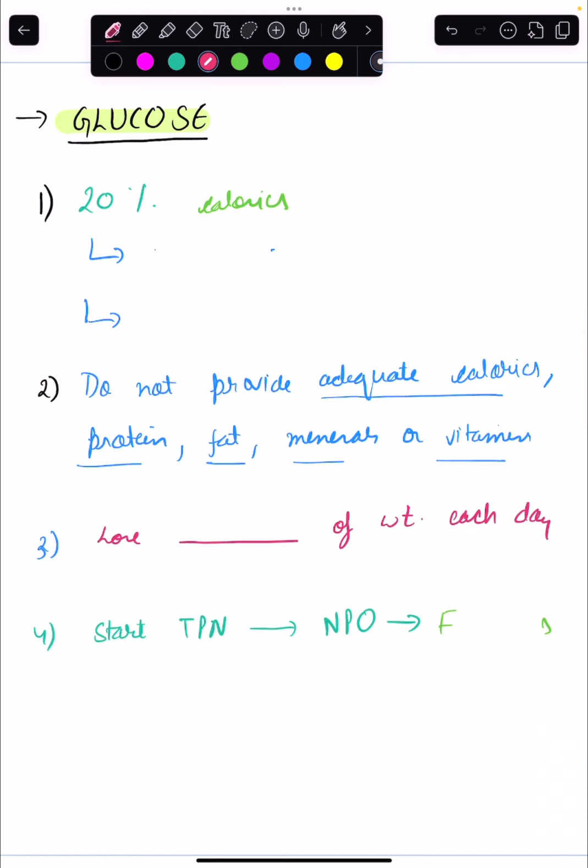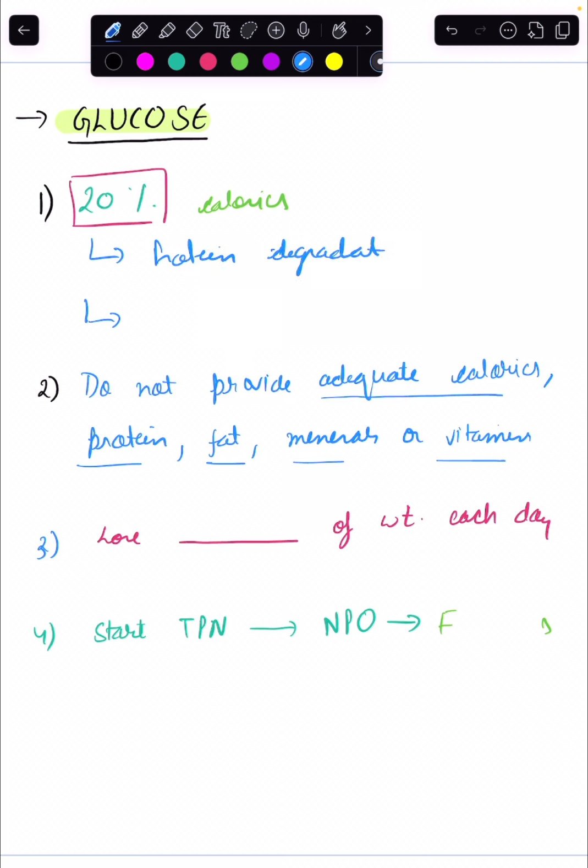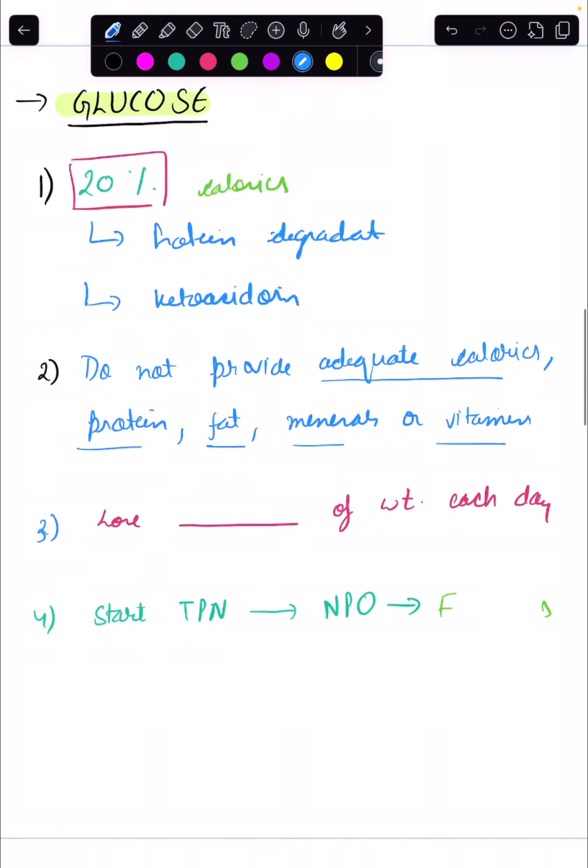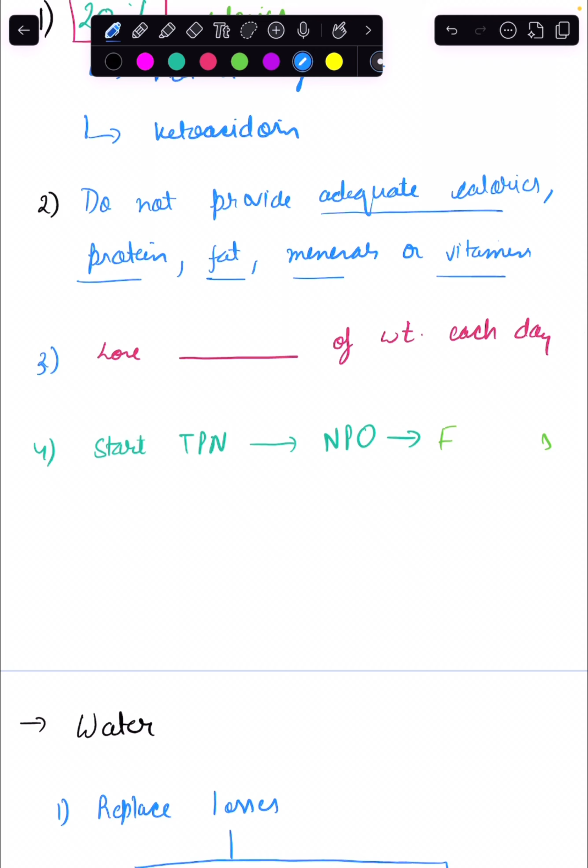Glucose is a very important component of maintenance fluid. The glucose in the maintenance fluid only provides 20% of the required calories. Now, these calories will prevent the protein degradation and ketoacidosis. But it does not provide the adequate calories, protein, fat, minerals, or vitamins required. So, a child who is only on maintenance fluid will still lose 0.5 to 1% of body weight each day if the child is NPO and not eating anything from the mouth, nil per orally.